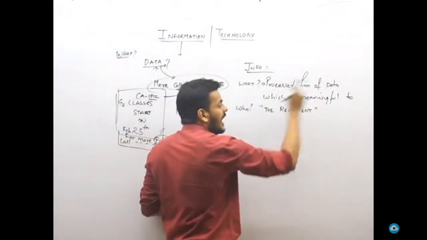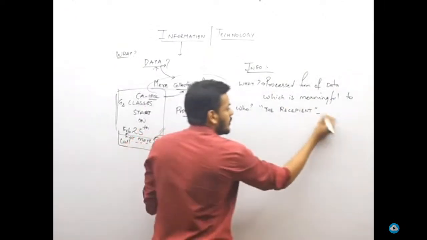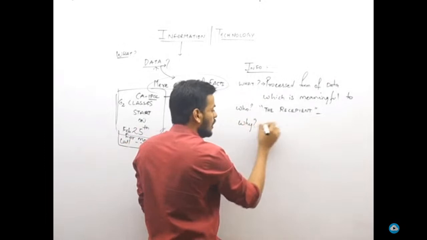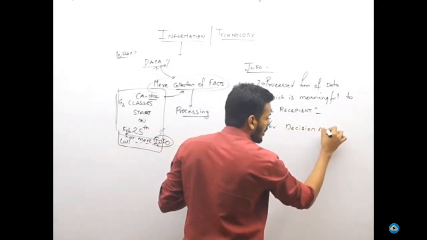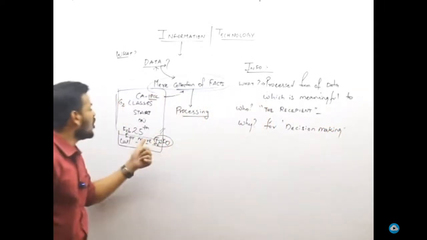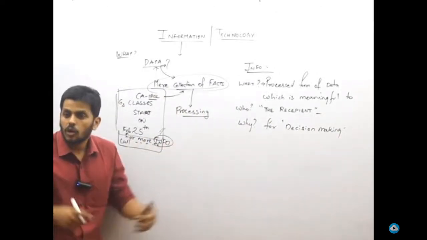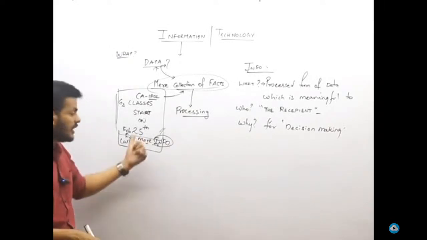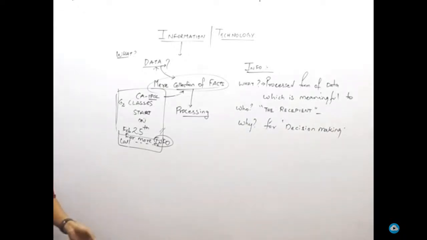Processed form of data which is meaningful to the recipient. For what purpose? So I'm asking the next question. Why? For decision making. Guys, is he making an on-the-spot decision, or is the 25th a future date? No, don't be bothered about today's date. Somebody could read this board on the 10th. Somebody can read this board on the 25th morning also. So are they making a decision right now or for the future? Could be anything.